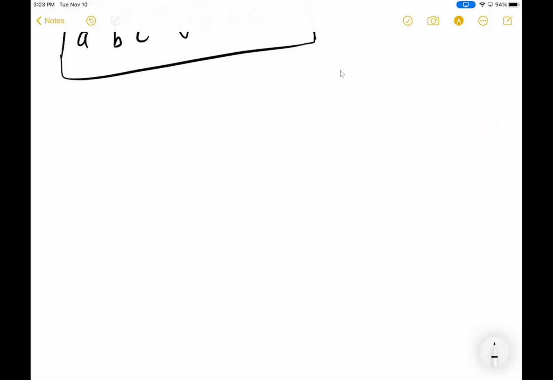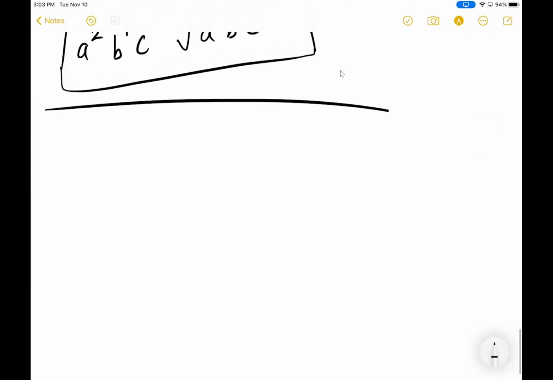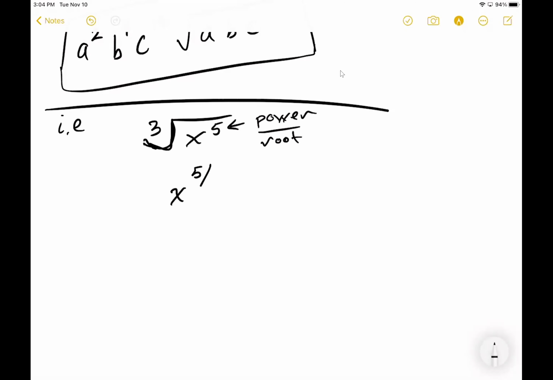Forget about the problem I had on the screen earlier. Let's take a look at this item. Let's say, for example, the cube root of x to the 5th power. So what is the cube root? Hopefully you see that we take my power, which is 5, and divide it by the root. In this case, we take this and divide it by the root.